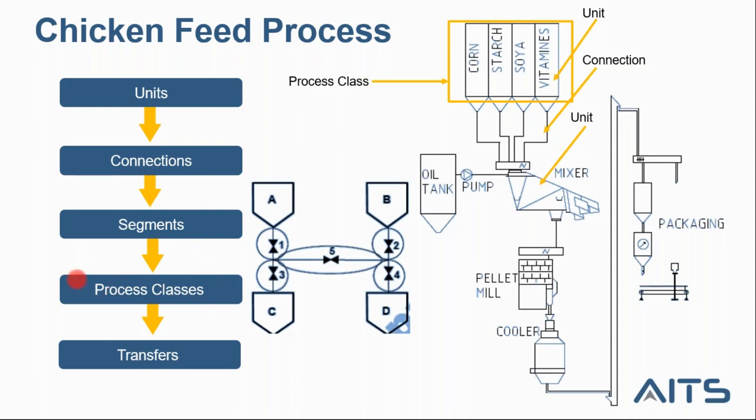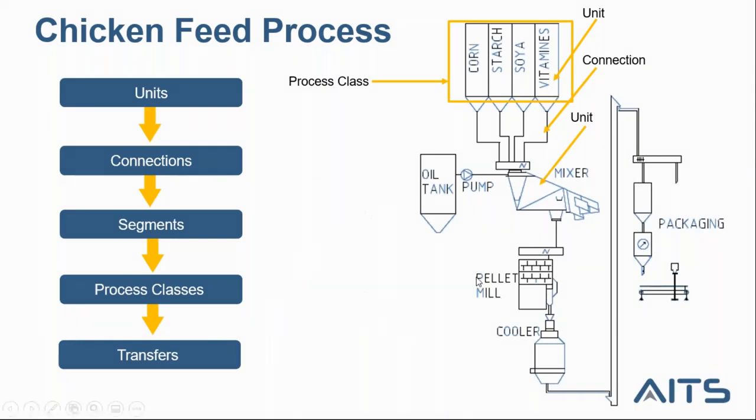Later on, we will be defining the process classes. The process classes is when we group more than 1 unit under the same title. As an example, we have the corn, starch, soya, and vitamins. All are raw materials, so we can group them under the name bulk storage. And finally, we will be talking about the transfers. Now, let's jump right into the demo in order to show you the configuration.